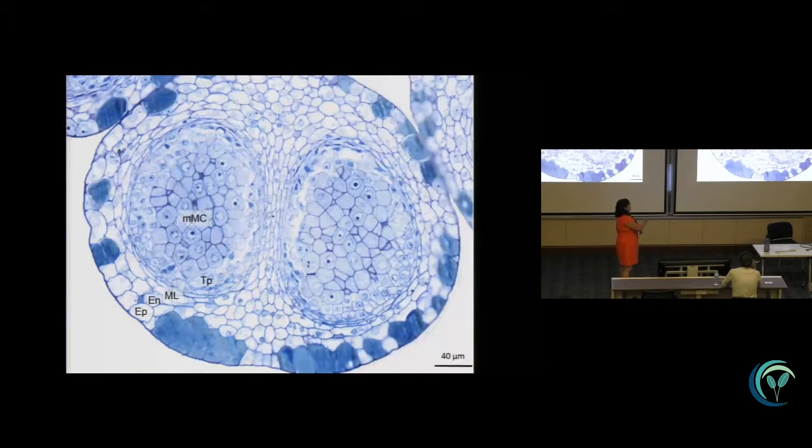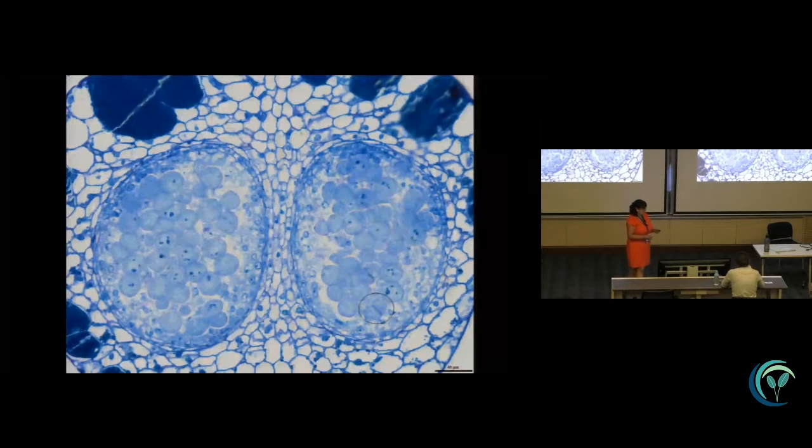What can we see here? So normally, in most flowering plants, the endothecium has thickenings. It plays an important role in dehiscence, but here, no thickenings can be observed. Also notice that the tapetal cells begin to degenerate at an early stage.